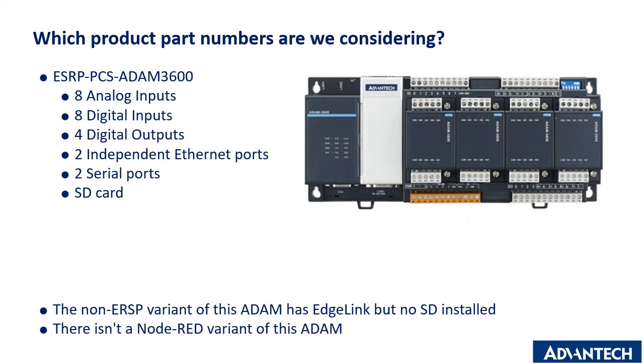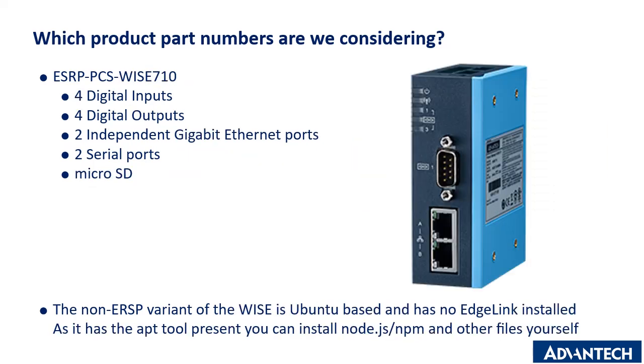This is the more diverse I/O option, the Atom 3600 model, with built-in I/O and then the ability to take in some small modules. It uses an SD card and has 2 serial ports as well. And finally, the slightly more powerful Y710 product with a couple of digital ins and digital outs on the top, 2 gigabit Ethernet ports, 2 serial ports, and a micro SD slot for data logging again.